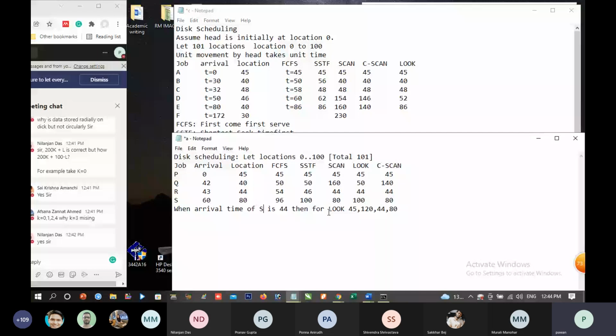Look, we are serving at time t equal to 45. Then we shall start returning because nothing is beyond 45. There is nothing beyond 45.